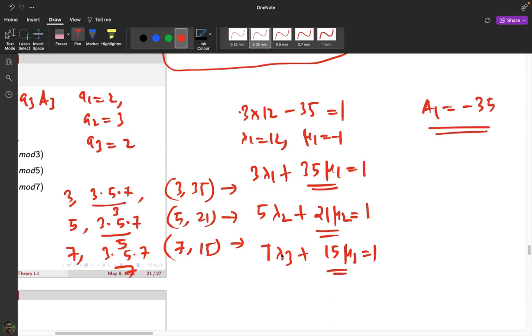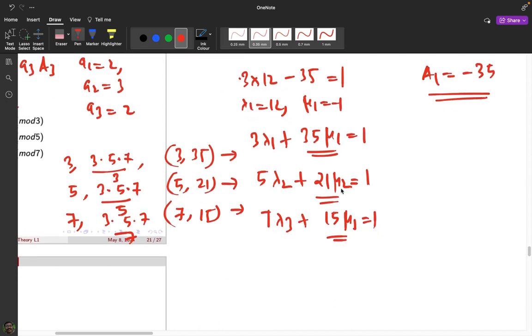Clear? Similarly, go for the next one, 5 lambda 2 plus 21 mu 2 is equal to 1. So can you think of a relation like this? So you know that 5 into minus 4 is minus 20, plus 21 into 1 is equal to 1. So I'm just using trial and error to find out the coefficients. That will be much easier here. So this is my A2. So my A2 is 21.